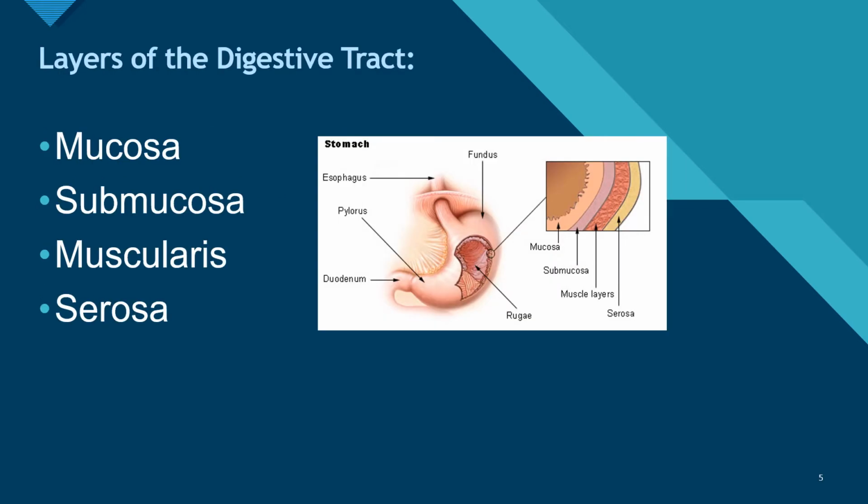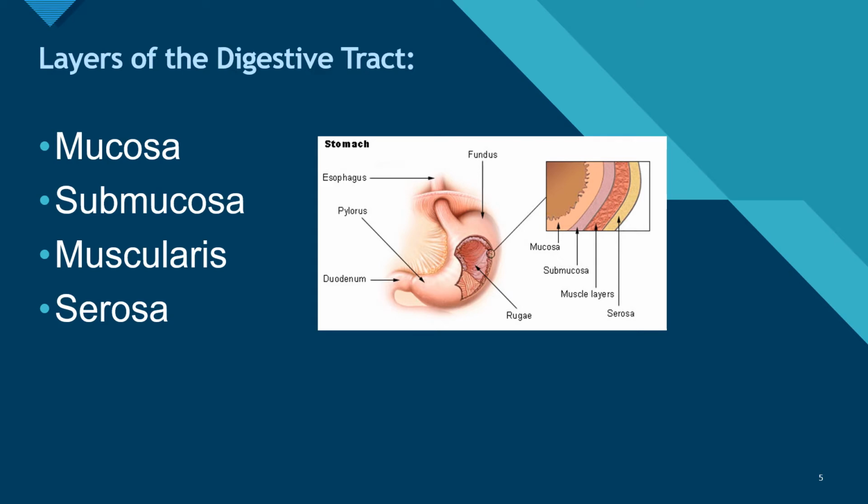Layers of the digestive tract. So there are 4 layers of the digestive tract, and they all are sort of like a lining or muscle layer that each do different things. So we'll start off with the mucosa. It's a mucous membrane layer. Its epithelium is supported by connective tissue and smooth muscle. It lines the lumen, and it contains goblet cells that secrete mucus.